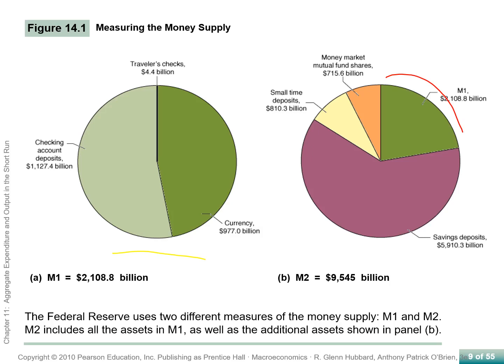And then small time deposits are about 800 billion, and then money market mutual fund shares are about $715 billion at the time that this was created. So M2 is much more substantial than M1. So when we talk about monetary policy and increasing or decreasing the money supply, this is what we're doing. We're injecting money to make those numbers bigger if we're increasing the money supply, or the central bank will be pulling money out by selling securities to decrease this number.